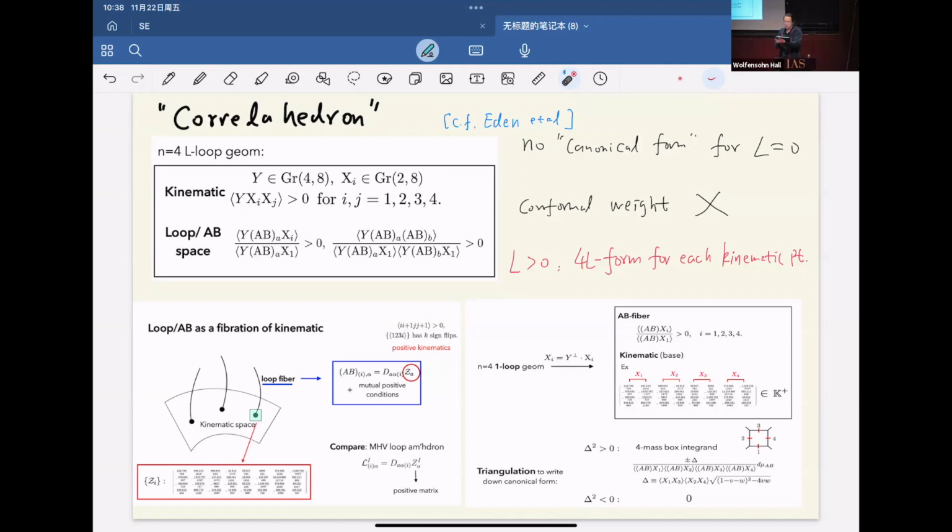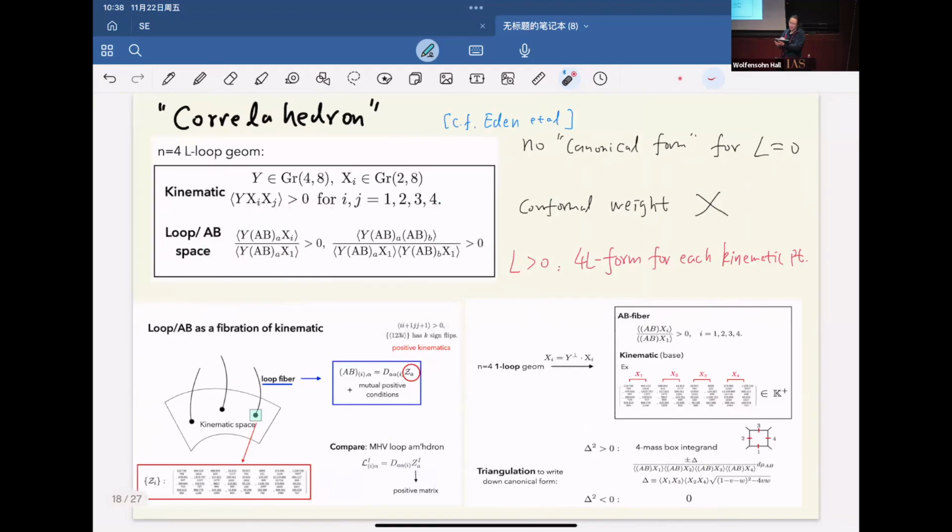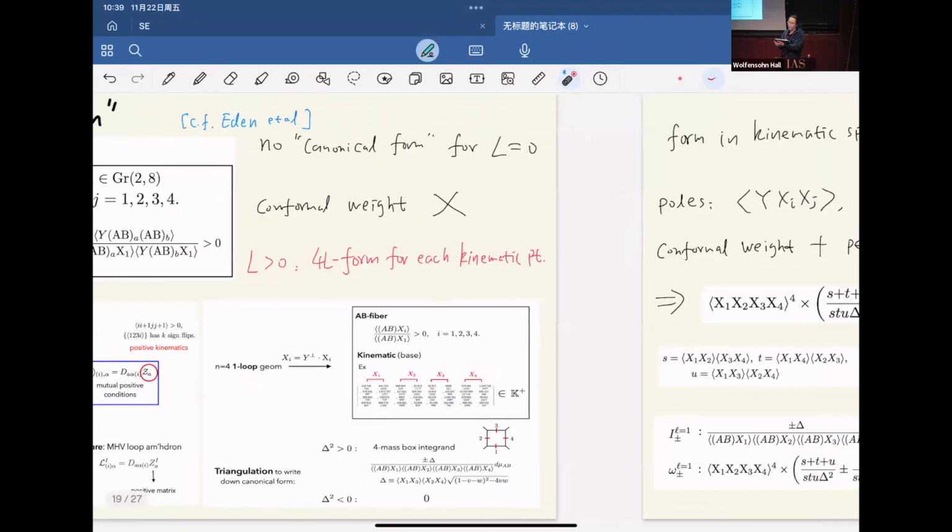At one loop, it's very easy. You see that when you go through the whole kinematic space, you compute the loop form, which is just the canonical form of these conditions. This space carved out by these conditions is given by the one loop box. Very nice. But then you have to be a little bit careful because all you've done is in this square root positive region, this region. This is what we call the positive kinematic space. If you go outside this region, the canonical form is actually 0.